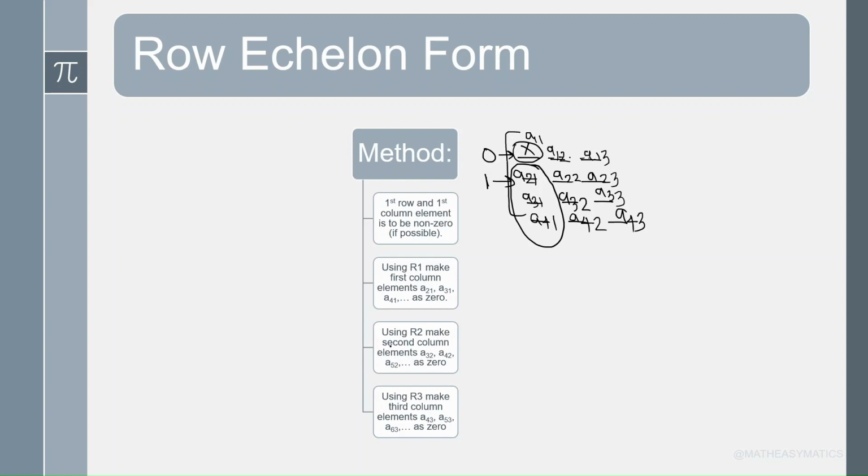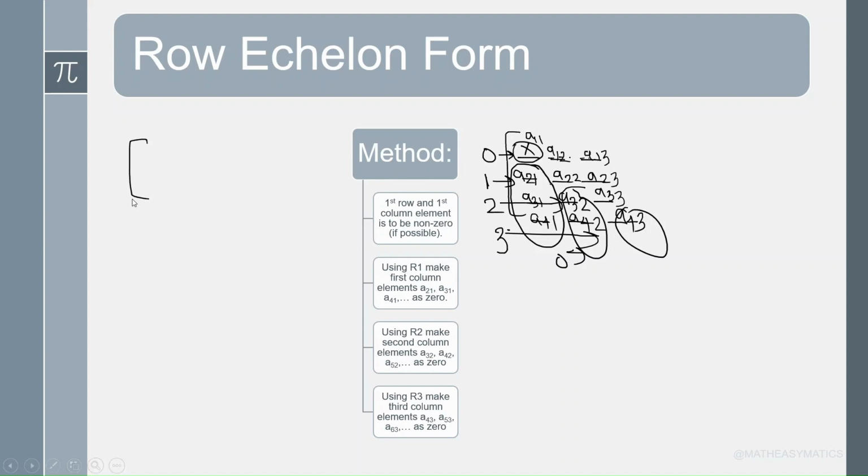Same goes for here. Using R2, make second column elements A32, A42, A52 as 0. So these elements should be made 0. Same definition applies here. As here it is one 0, here there must be at least two zeros. Again goes A43, A4. Here, as here are two zeros, the row below it should have at least three zeros. That's what it means. Let's understand it with an example.